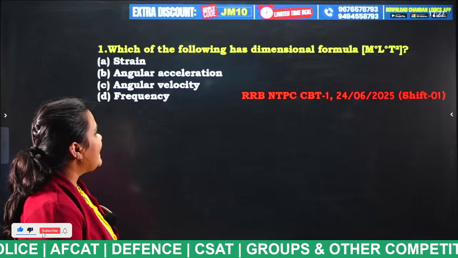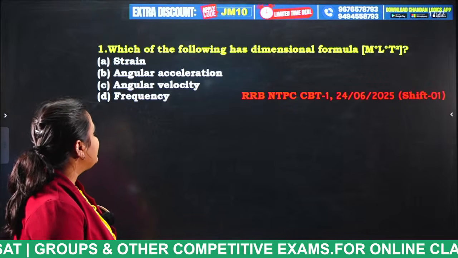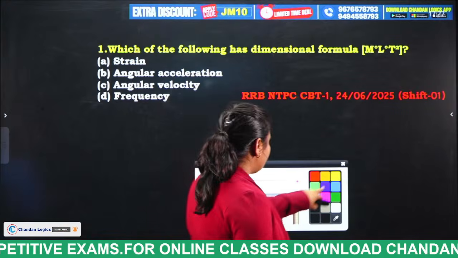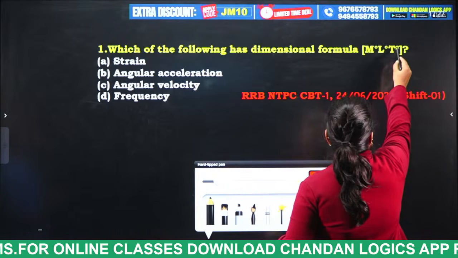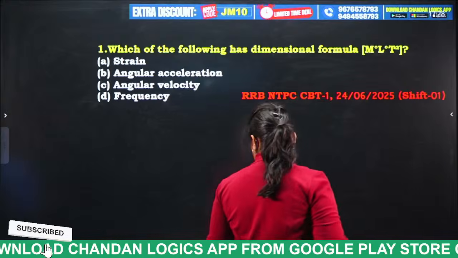Which of the following has dimensional formula M power 0, L power 0, T power -2? Strain, angular acceleration, angular velocity, frequency. Okay, so what is the answer for this question, students? Actually here it is -2. Now try to tell the answer for this question, students.